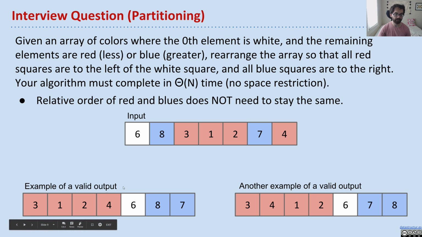So the example on the left shows what happens if you keep all of the reds in the same order. But on the right, we see an example where the reds change relative order. So instead of 3, 1, 2, 4, it's 3, 4, 1, 2. So it doesn't matter. Either way is fine. Use however much space you want, but do it in theta n time. That's your goal. Pause the video, think about it for a little bit, and then I'll spoil it with an answer I have in mind.